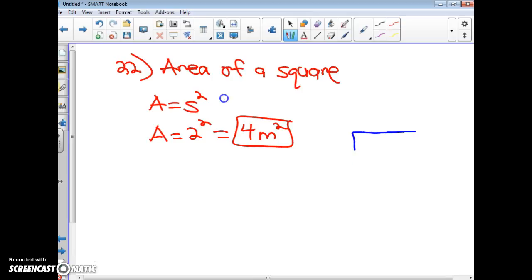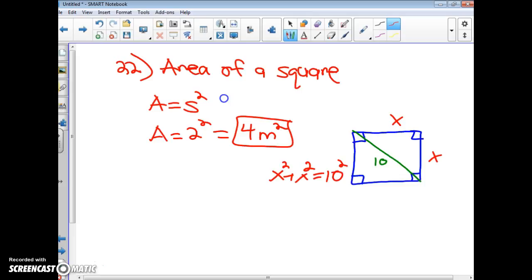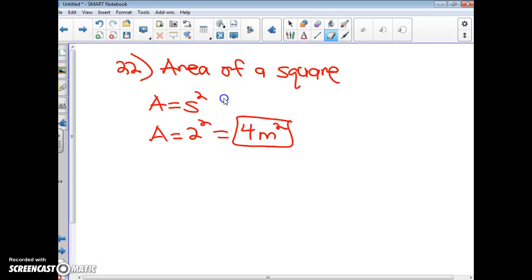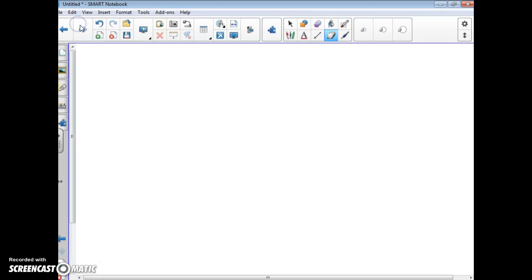Keep in mind, if I were to give you a square and gave you a diagonal, I told you, for example, that diagonal was 10. You need to realize that the sides in the triangle are all the same numbers, so I could use x and x. And I could, at this point, use Pythagorean theorem to get me what that x is. Okay. So just keep that in mind. So again, don't forget Pythagorean theorem. I know it's been a while since we've used it. Okay. Next problem.